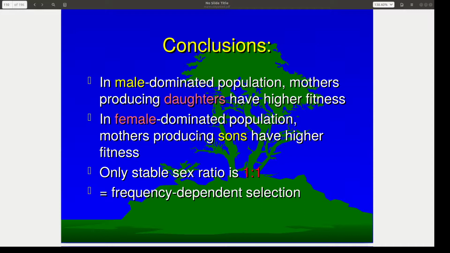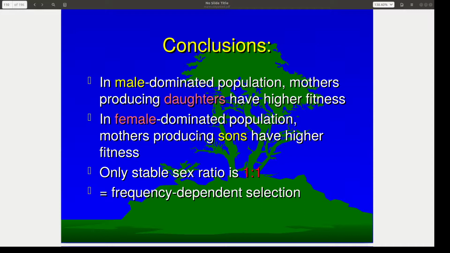invariably mate with each other. So if they don't enter into the general population to compete for mates, that is, they do not compete among members of their own sex for mating opportunities or resources to support their offspring, they just mate with their siblings, then this situation is called local mate competition.